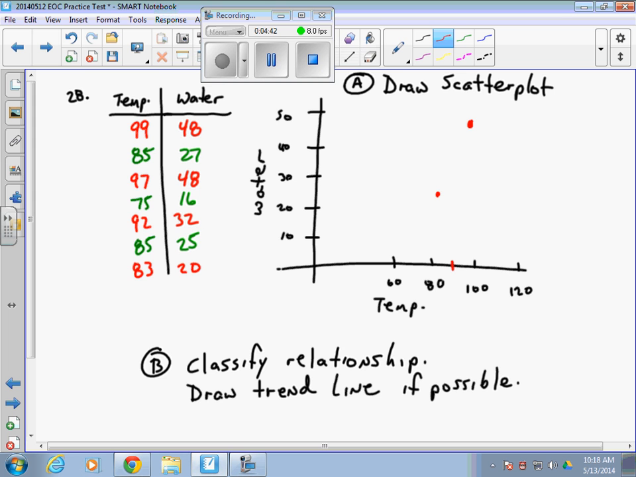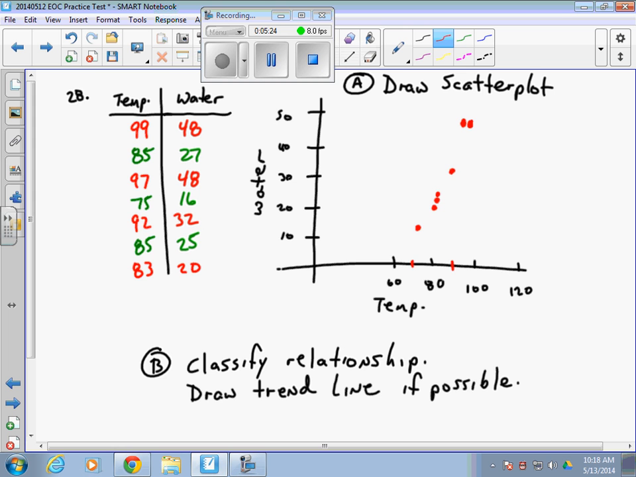97.48 would be close to the other one that we already put, about right here. 75.16, it gets a little bit tedious. You know 70 is there, so 75 and 16 would be approximately there. 92.32 would be right about there. 85.25, again, we already have 85. At 25 would be right where the 85.27 was, right below that one. And then 83.20 would be a little bit less than that both ways. So you have a scatter plot that looks something like that.